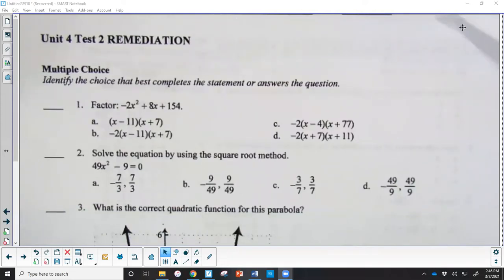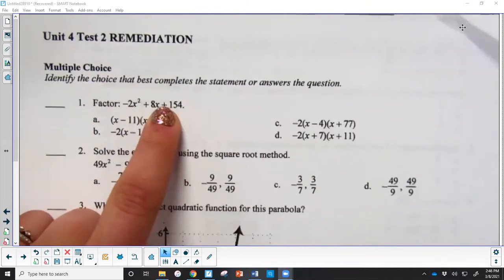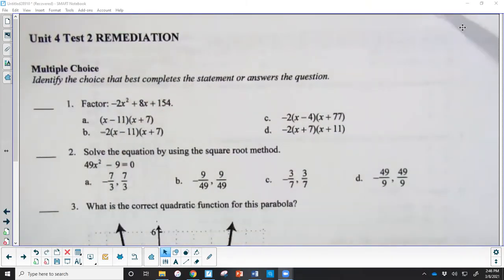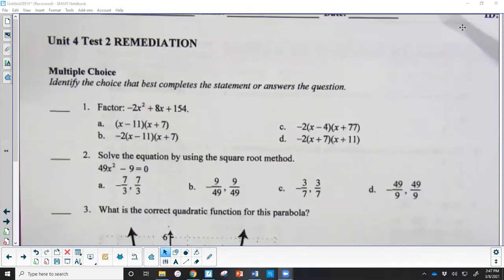All right, you guys, we are going to go through and do Unit 4, Test 2, Remediation. This one was all about factoring and quadratics, all right? So the very first one, it says factor negative 2x squared plus 8x plus 154. Now, here I would use, based on my answer choices, the x method.